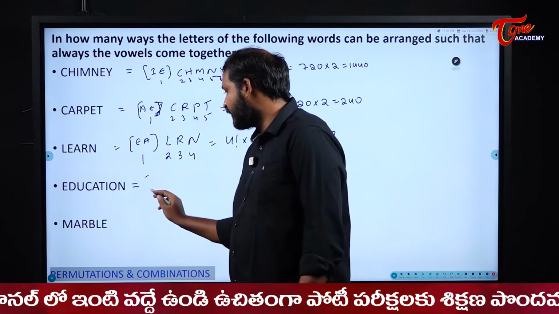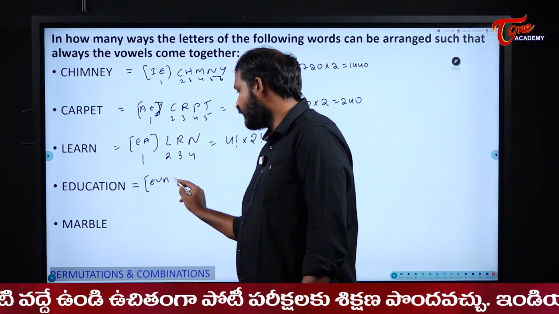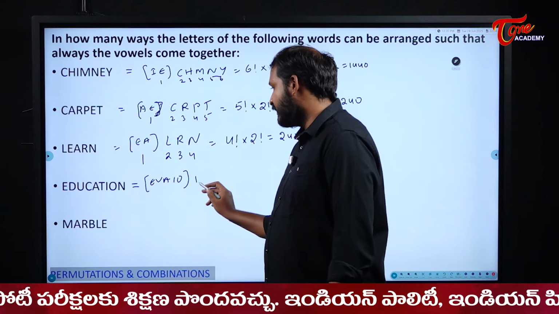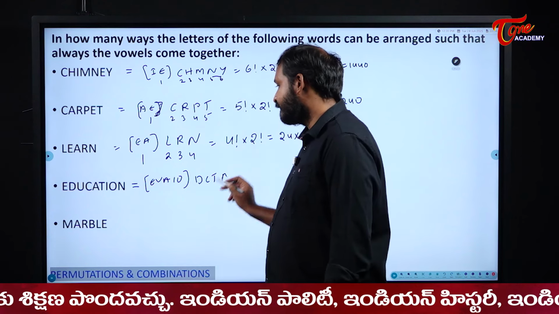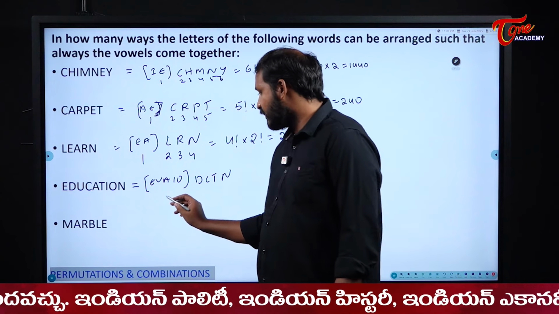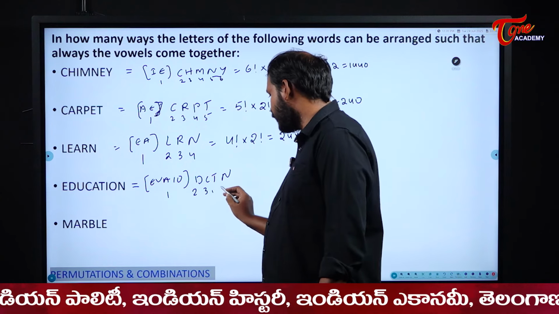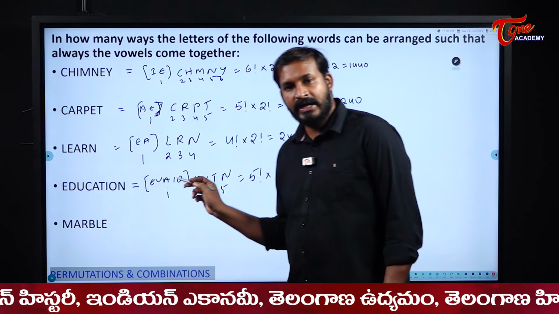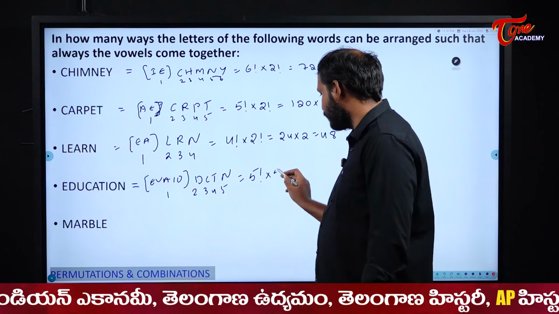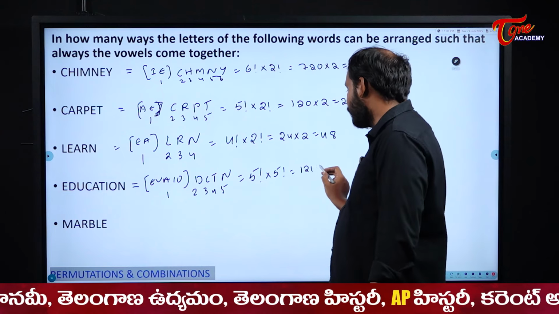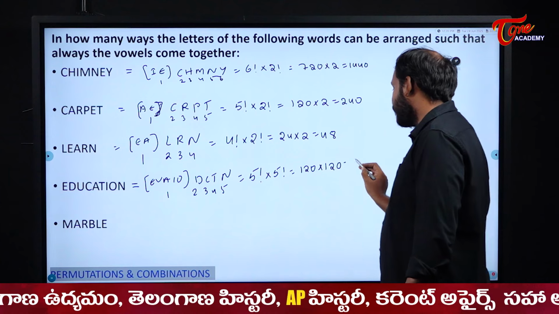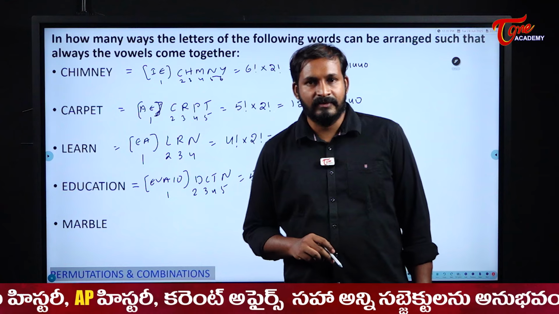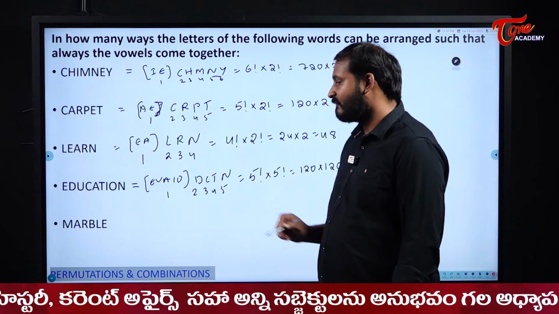Now please see here in education, E, U, A, I, O. All the vowels are there in education. And then next, D, C, T, N. So here this 1, 2, 3, 4 and 5. So 5 factorial into, and E, U, A, I, O are also 5 in number. So 5 factorial. So our answer here becomes 120 into 120. It will become what? 14400. 14400 will be our final answer. Why? Because 5 factorial into 5 factorial.